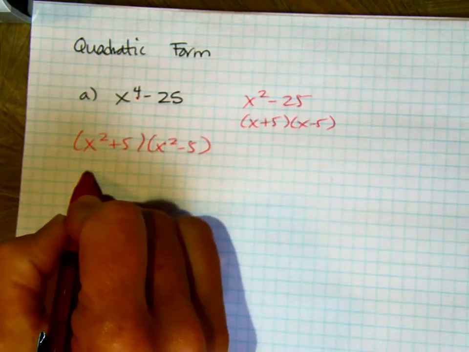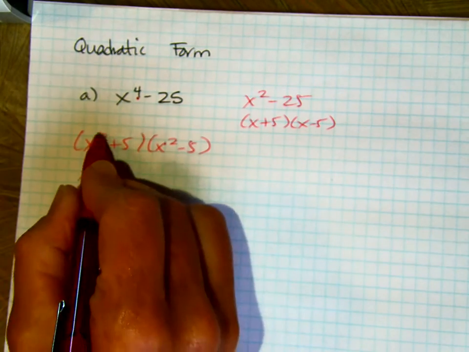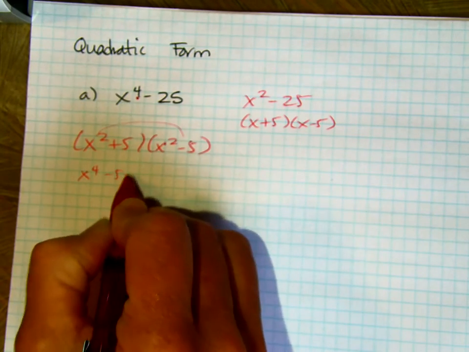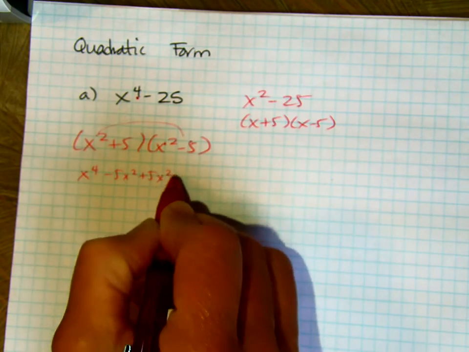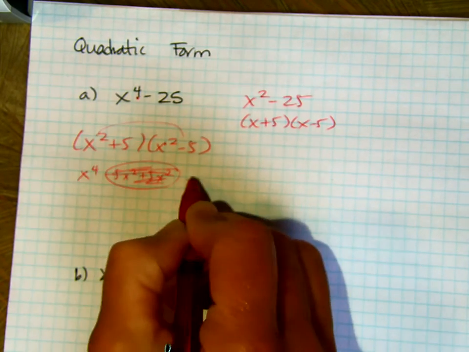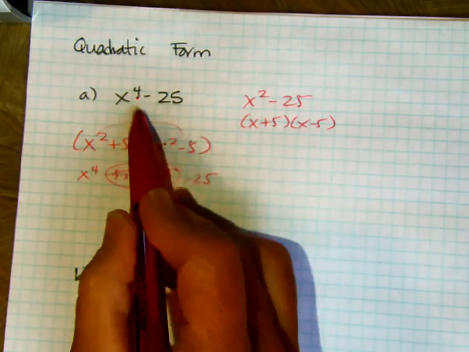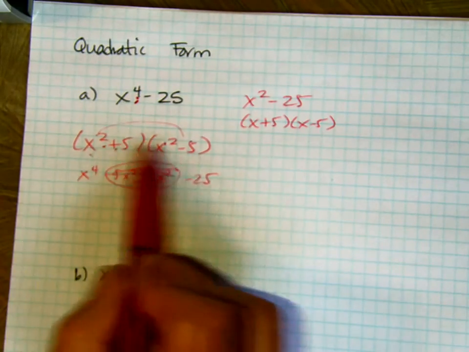X times x is x squared times x squared is x to the fourth. I'd get a minus 5x squared. I'd get a plus 5x squared. They'd cancel. Minus 25. So when you see a fourth, just pretend it's a squared.